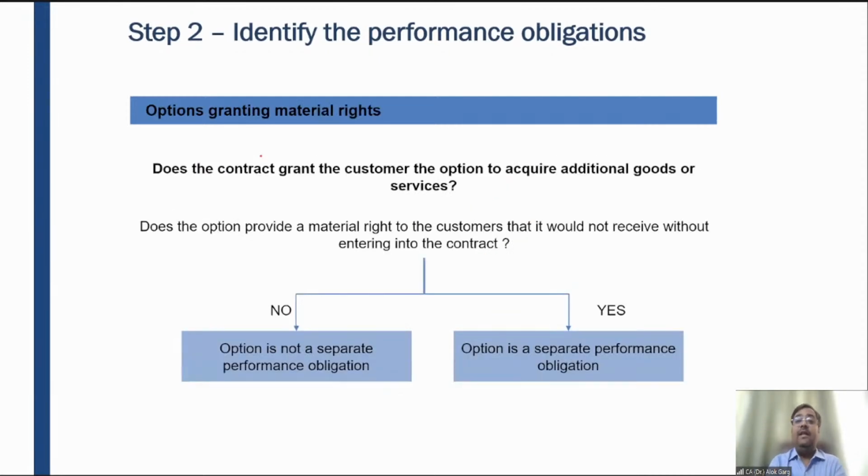Friends, now let's discuss a very important concept, options granting material rights. In the last example, we discussed the return policy. Now we are talking about options granting material rights. Now we are talking about discounts, right? In the first example, we talked about returns, when there is a return policy, how to recognize the revenue. Now I am talking about discounts, okay? Whether a discount is a separate performance obligation or a discount is not a performance obligation.